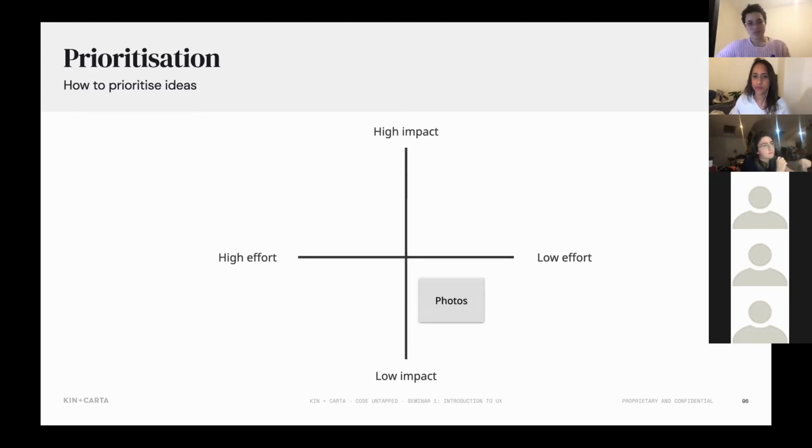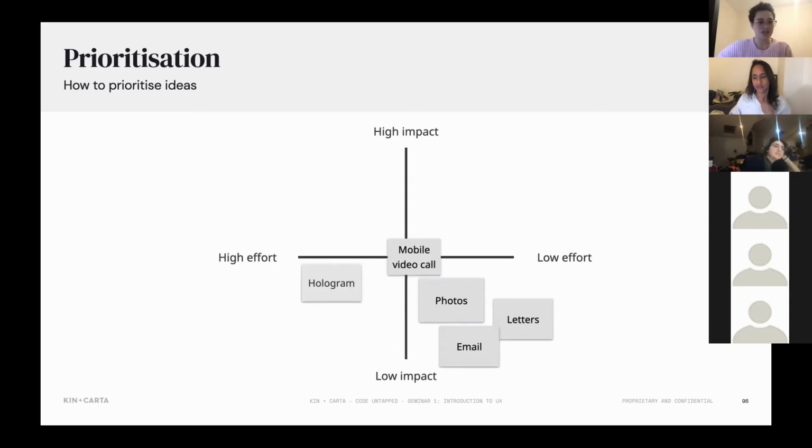So letters, emails, photos are potentially low effort, but we also know they're likely to have low impact based on our users' pain points in the context. The hologram, high effort, not as high impact. Mobile phone, something she's already tried. And teleportation is a great solution, but obviously very high effort.